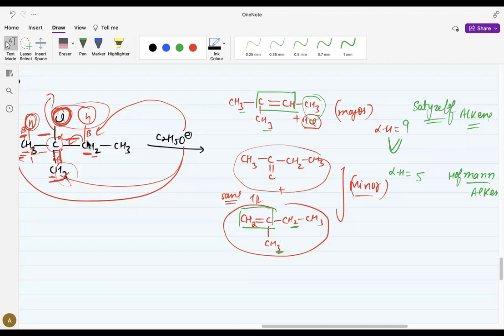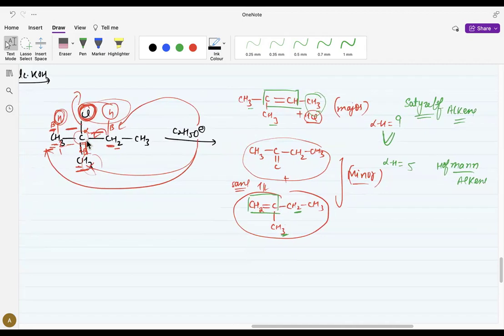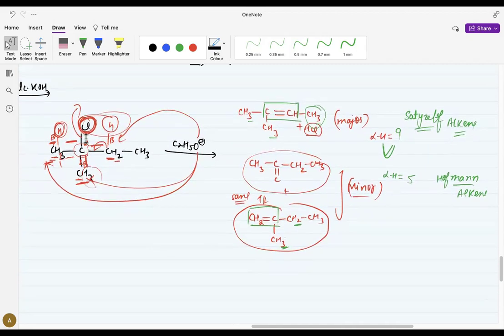Major and minor, let's say if I am making a product, if I am getting more than 50% of product, it will be major product. And if I am getting less than 50%, it is the minor product. So write this. I'm giving you 2 minutes. Write this. Then we will shift to next question.